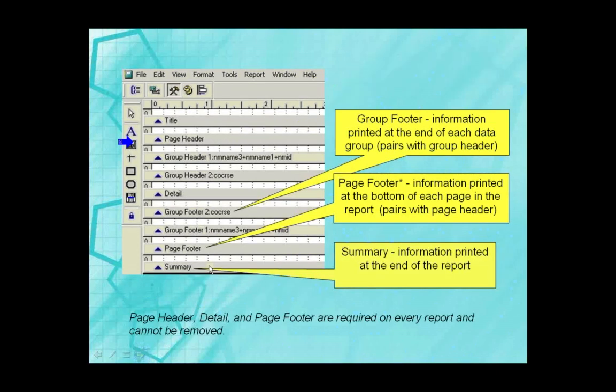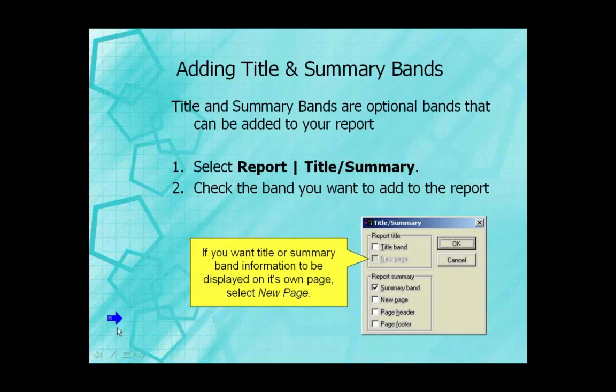The group footer and the summary band, page footer, and as noted here before, you can eliminate some bands on a report, but basically the header, detail, and footer are required. Those are minimal standards for a report. So how do you add a title or summary band? There is a link under the report tool to say report title summary to add them if they're not there.